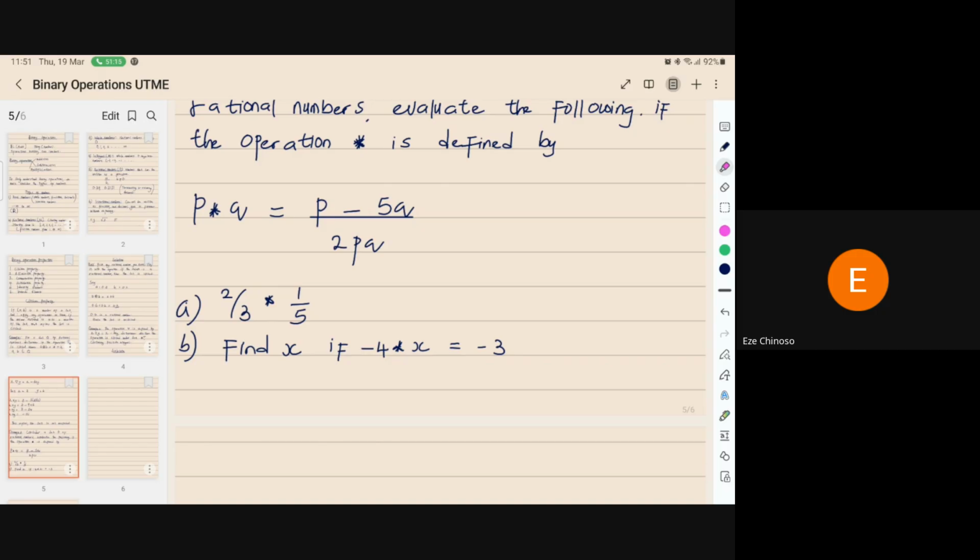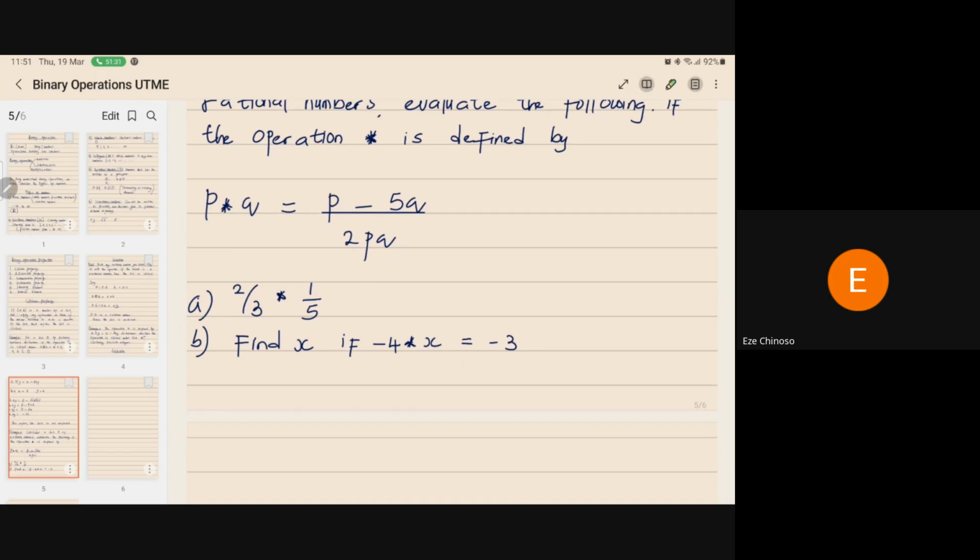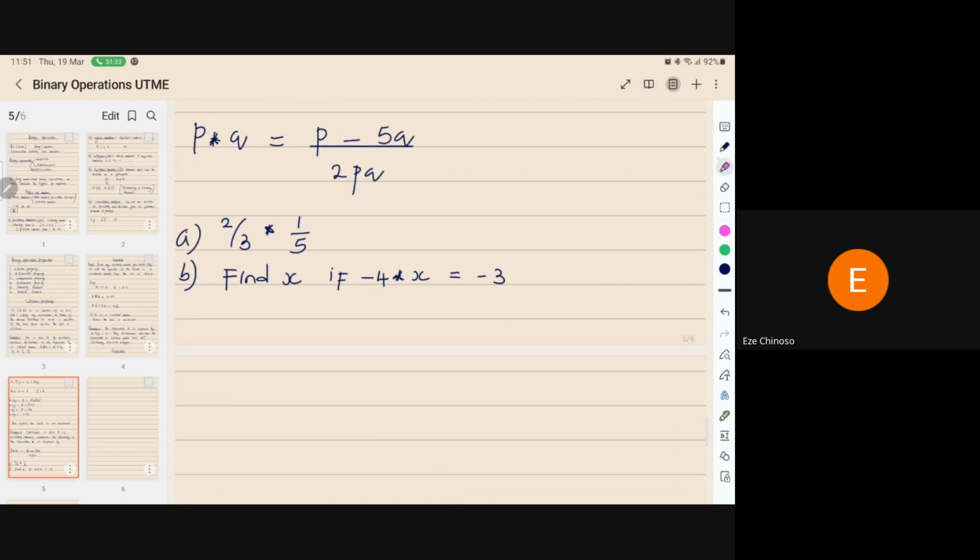All right, can we continue? So now let's plug in those values. What it means is that anywhere you see P is 2/3, anywhere you see Q is 1/5. So you now simplify what you have there. It's just as simple as that. You just have to be careful when plugging in the variables. So let's proceed and see how that can be done.